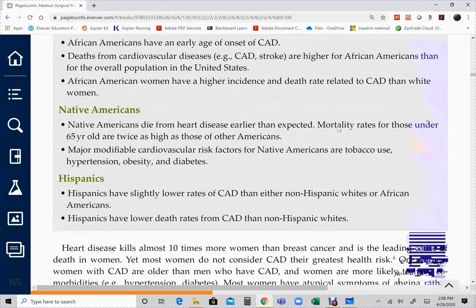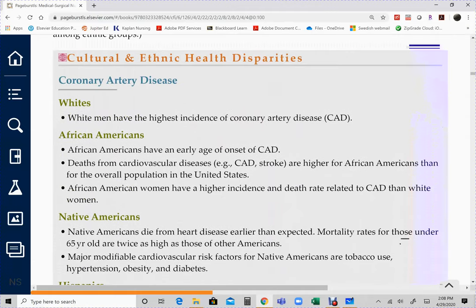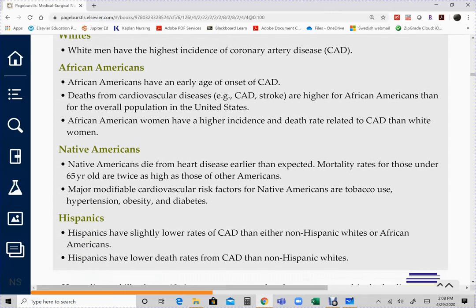Okay, so I will please read this. This is part of QSEN, patient-centered care. Okay, and then in this author, they call it ethnic and cultural health disparities.